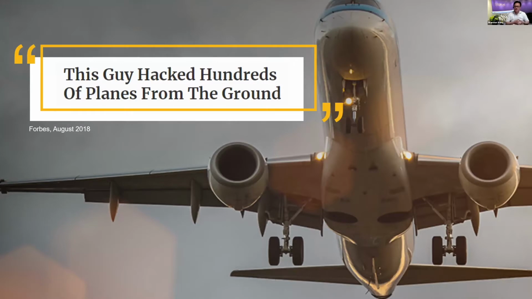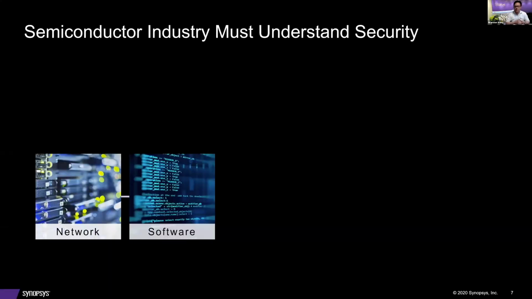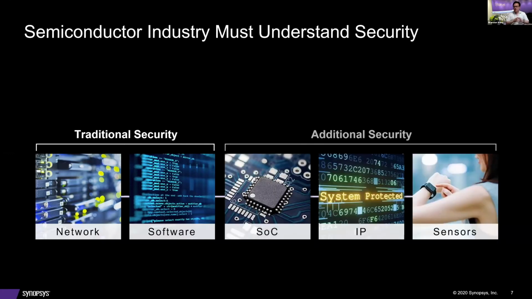And the other example is the Ford magazine reported that this person has never gotten onto the airplane but was able to control it from the ground, by connecting to a passenger on board. So these become more serious things that the semiconductor industry really needs to look at. Not only the traditional security that covers network and software, but also go deeper to say, hey, we need to look at the chip level, the IP level, and all the sensors associated with the system.